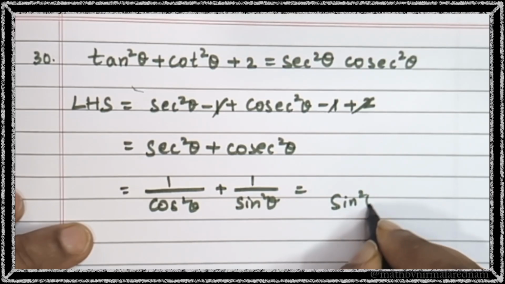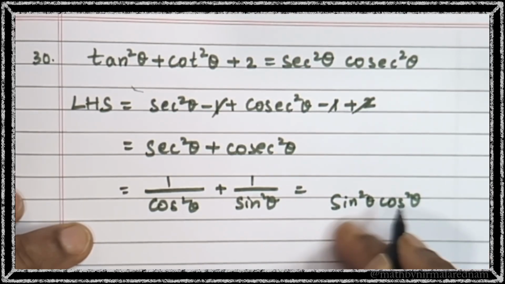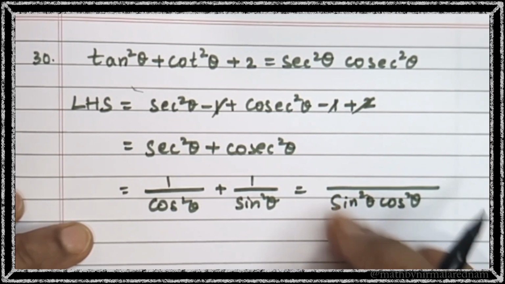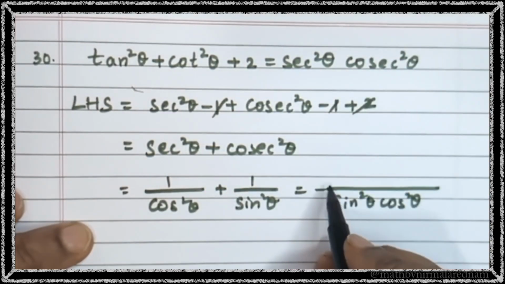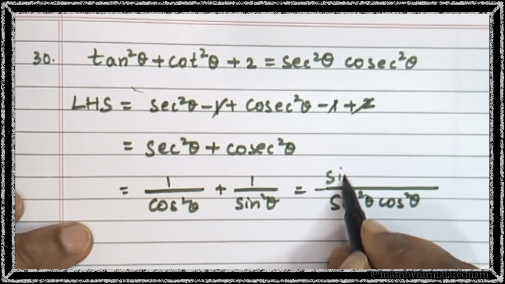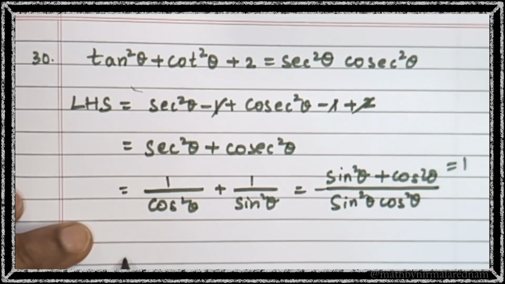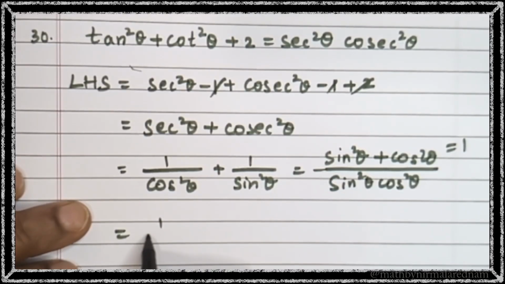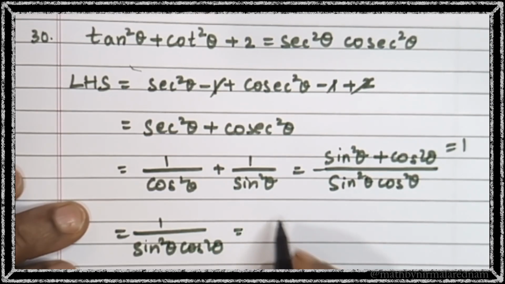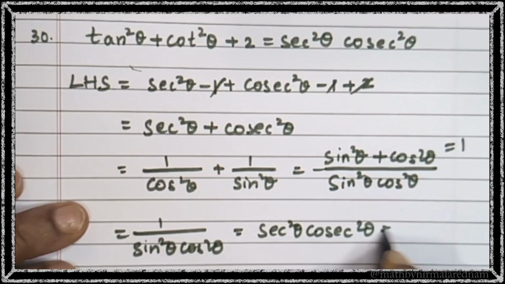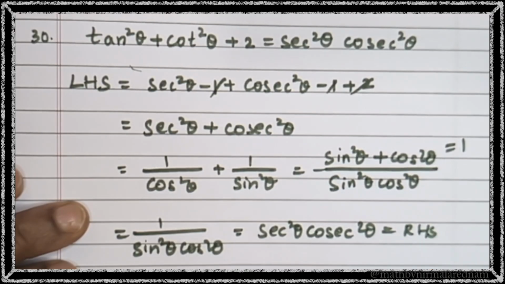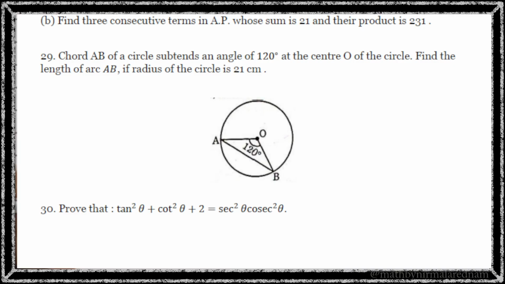Now you can see that already I have what I require in the denominator. When I take it to the numerator, it becomes the required RHS. And in the numerator, I have sine square plus cos square, which we know by identity is equal to 1. Therefore, this is 1 by sine square cos square, which is the required RHS once I write it in the reciprocal terms: secant square cosecant square. Right? Hence proved. So this is your 30th question.